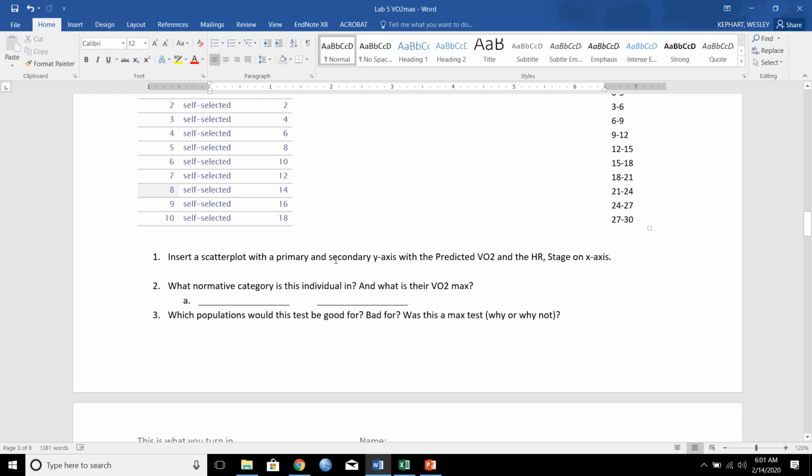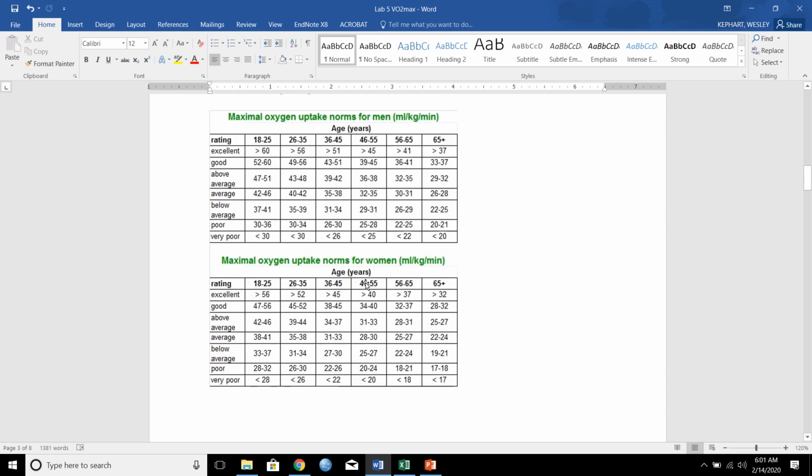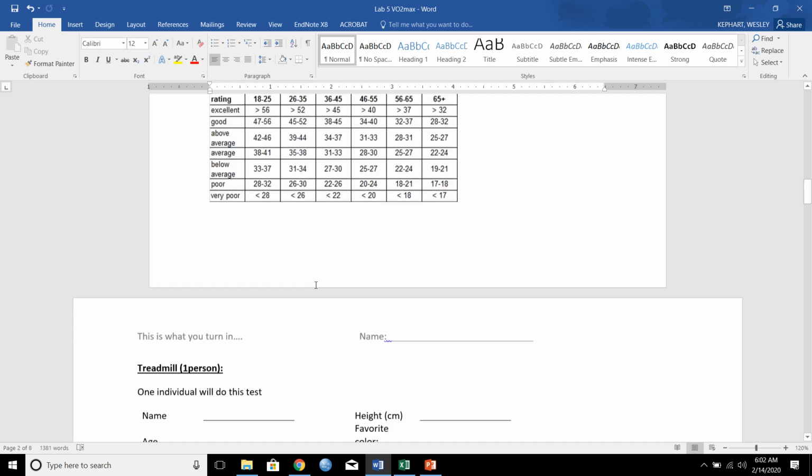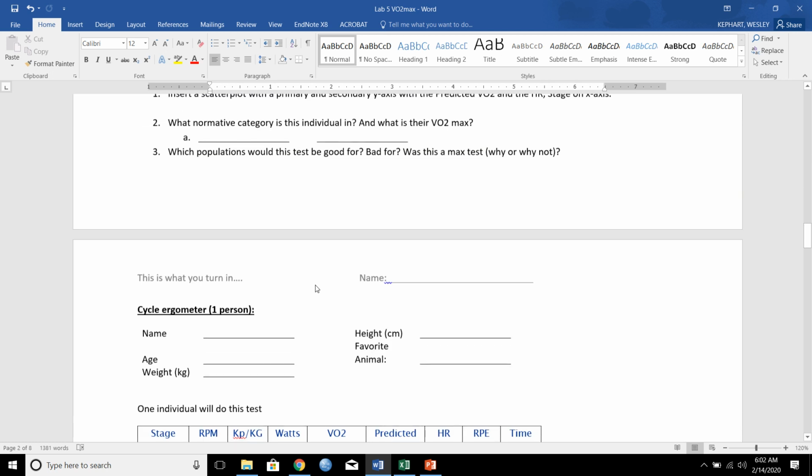Normative category and what their VO2 max is. So here I mean relative VO2 max. So tell me their normative category. What I had before, let's say it was a female who was at the 48 or so, and they were within the 18-25 age range, they would be in the good normative category. So hopefully that makes sense.